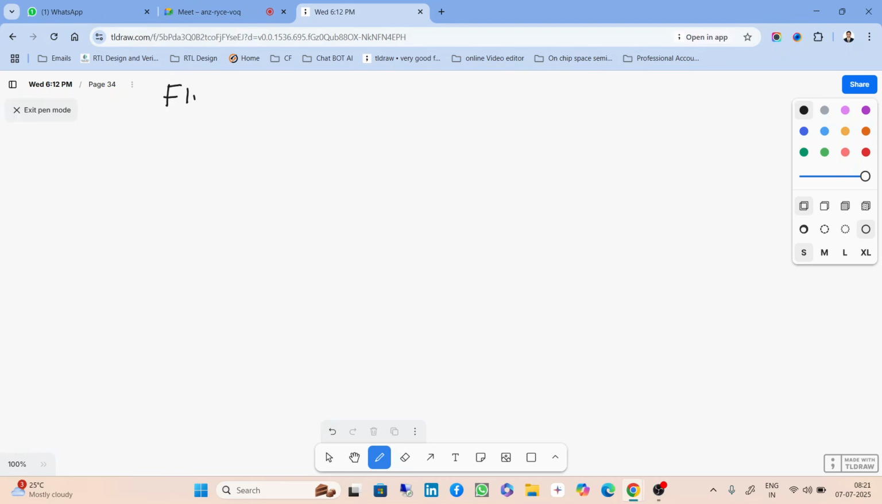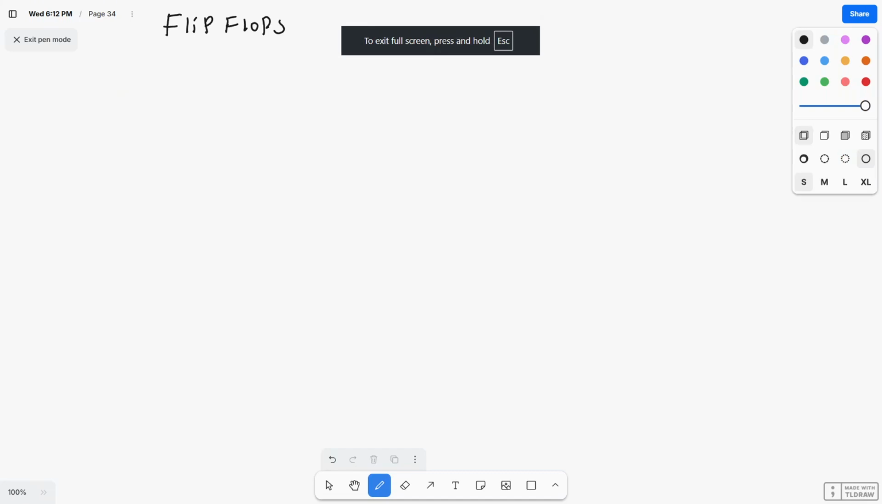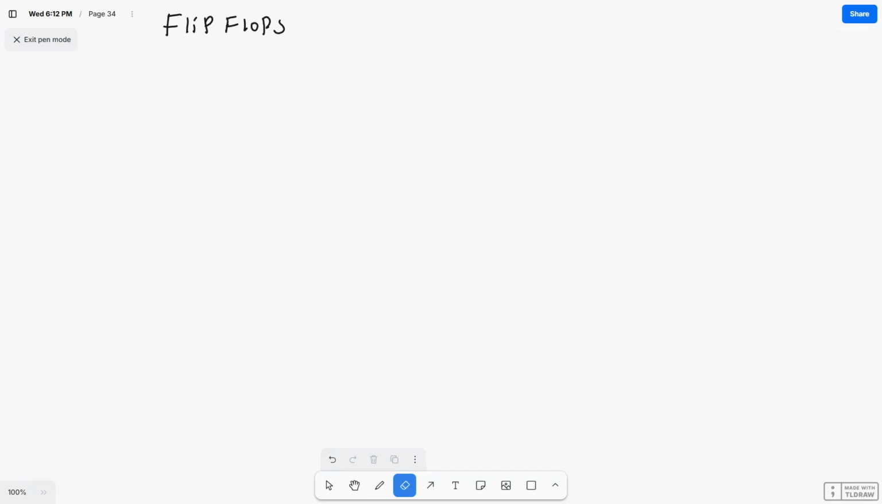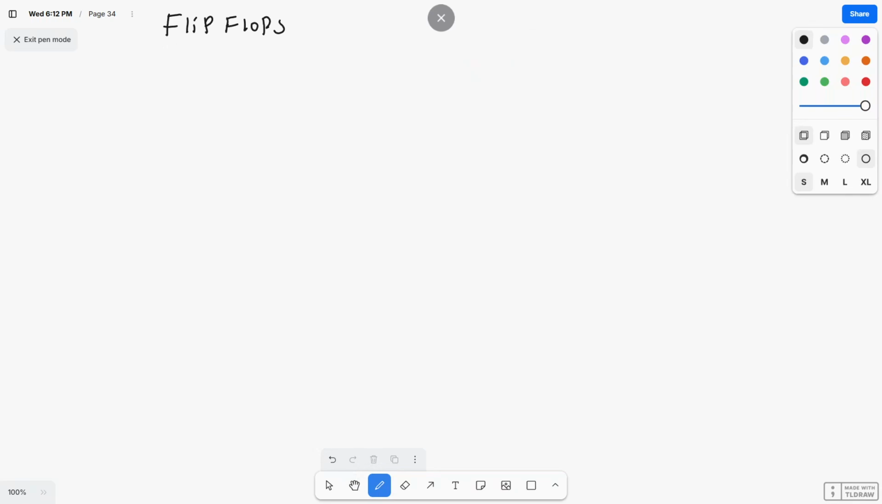What are flip flops? Basically, first we'll see the SR flip flop. What is this SR flip flop? In the SR flip flop, we'll see the characteristic table, truth table, excitation table, and also the state diagram.